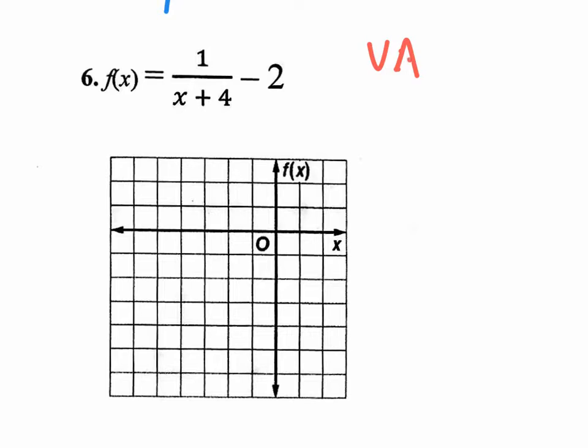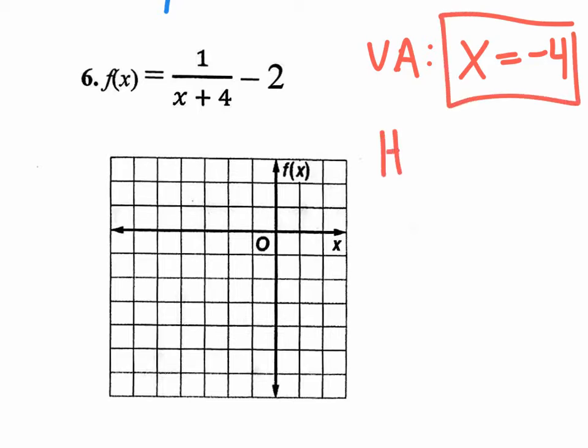The vertical asymptote is going to be what? What is vertical asymptote? Remember, it's going to be x equals your h value. What's your h value? -4. Okay, this is your vertical asymptote. How about your horizontal asymptote? That's going to be your y equaling -2.